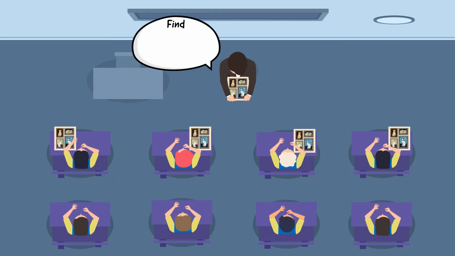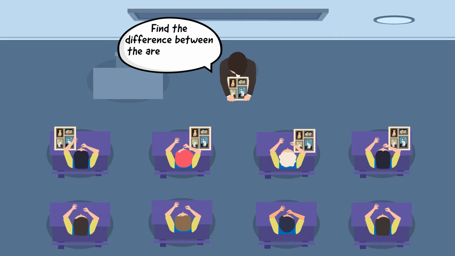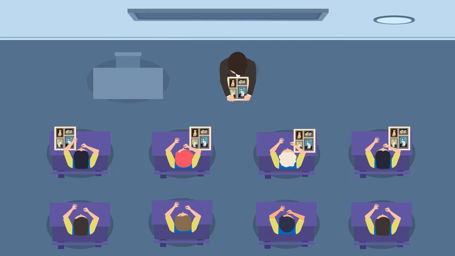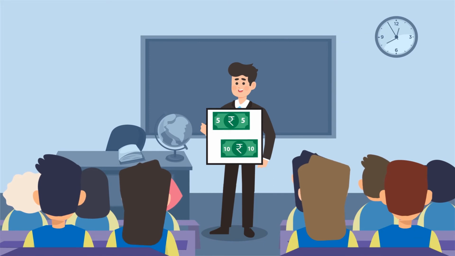Ask the students to identify the biggest stamp and the smallest stamp and find the difference between their areas. Accept all relevant responses. Once the students have learned to estimate the perimeter and area, we will then begin with another activity. Begin by displaying the currency notes of denomination 5 and 10.